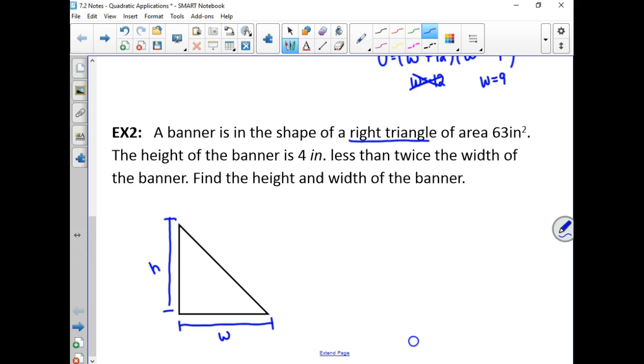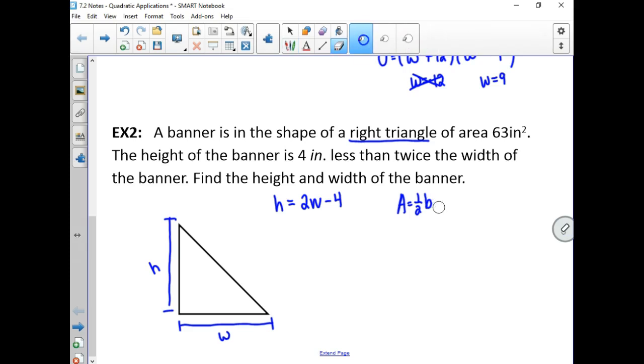So I'm going to call this width here. They're telling us that height is 4 inches less than twice the width. So height equals 2W minus 4. So my area for a triangle is 1/2 base times height, or in this case, we're calling that base a width. So let's say 1/2 W times H.